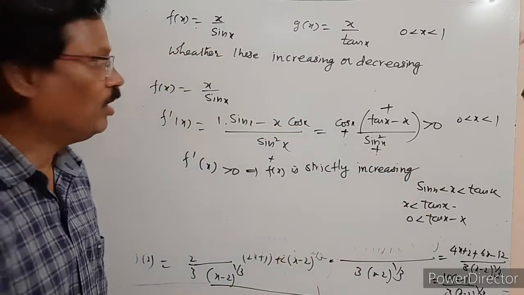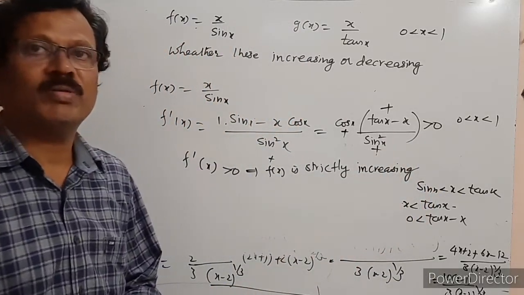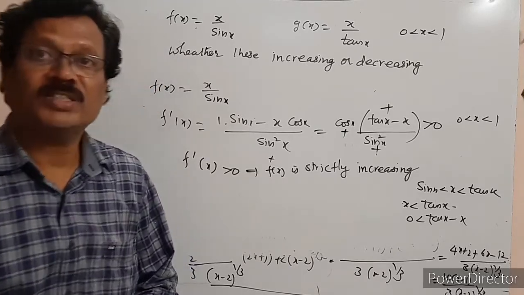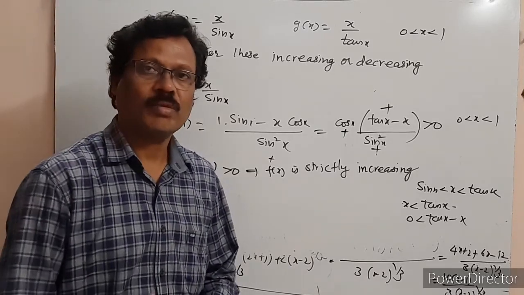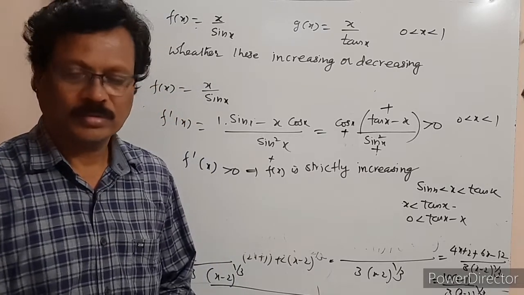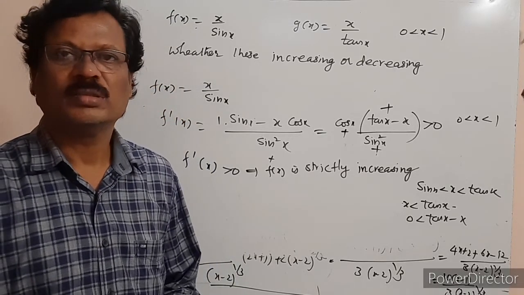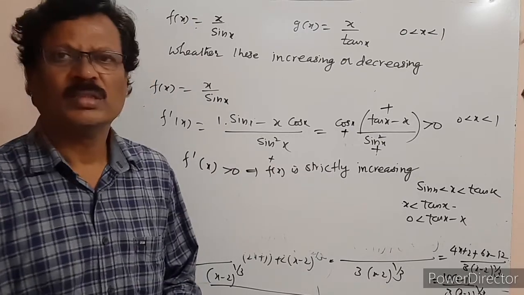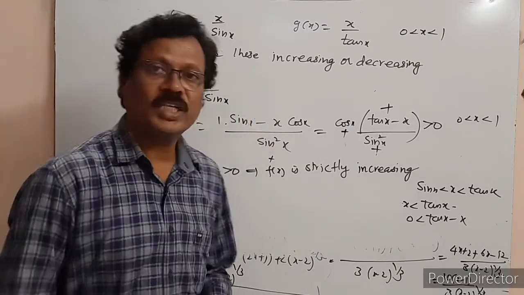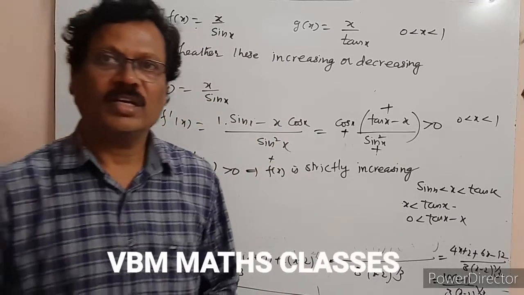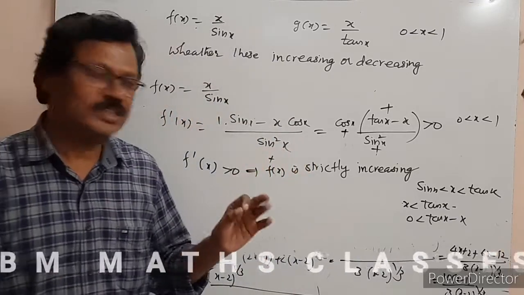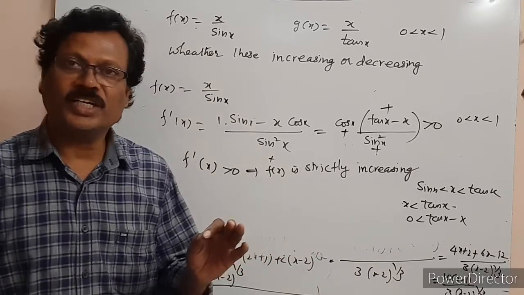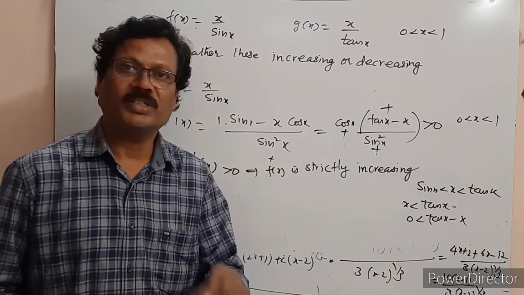Okay. Now in a similar way, can you solve the second problem? Right. Now say the answer in the comment section. Now see the next one, g x is x upon tan x. Now whether this is increasing or decreasing, apply the same method. Right, tell me the answer whether it is increasing or decreasing in the comment section.